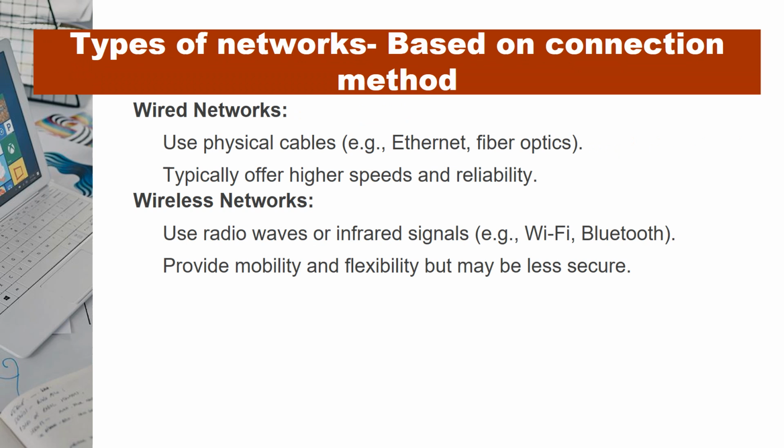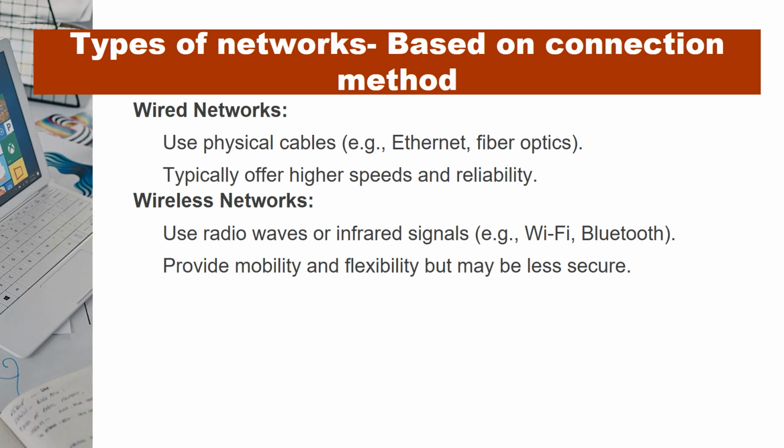Alright. Then also our networks are classified based on connection methods. Here we're talking of wired networks and wireless networks. On wired, we are talking about the use of physical cables. We discussed this earlier. We have Ethernet and fiber optics to transmit data. Examples include internet networks and cable television networks.